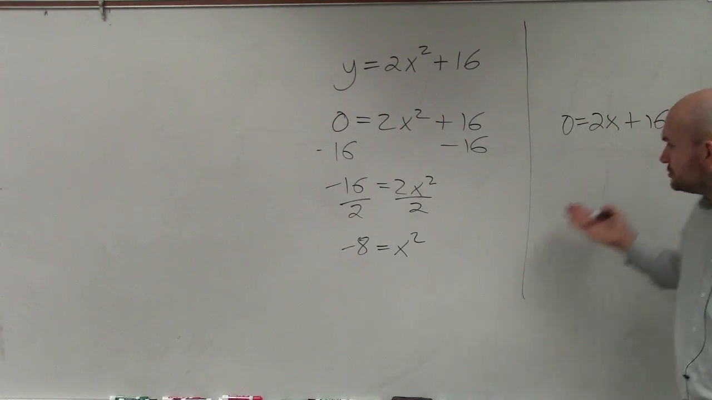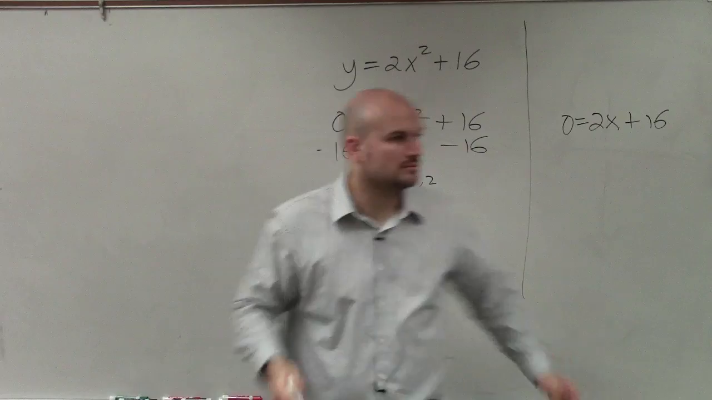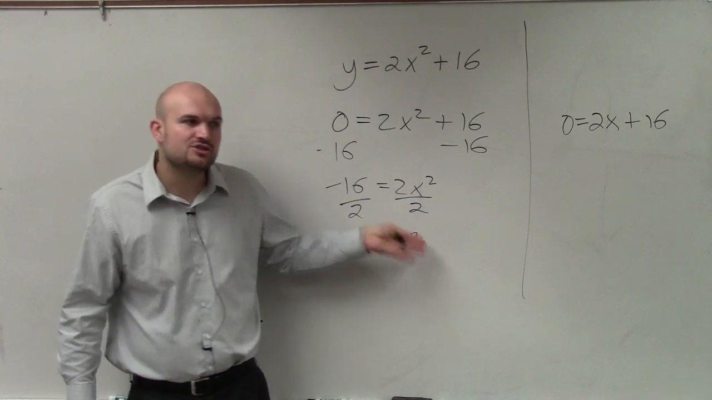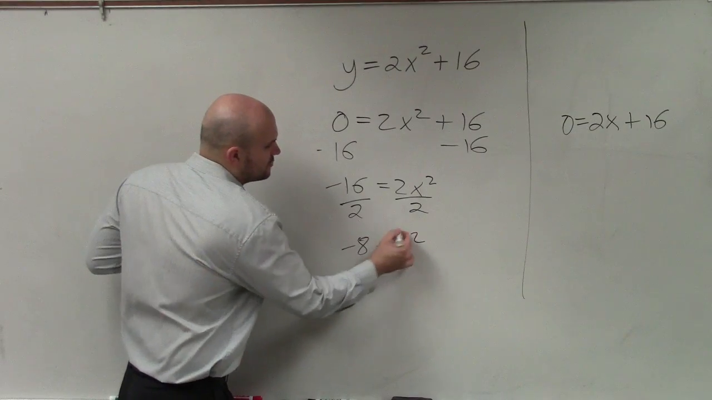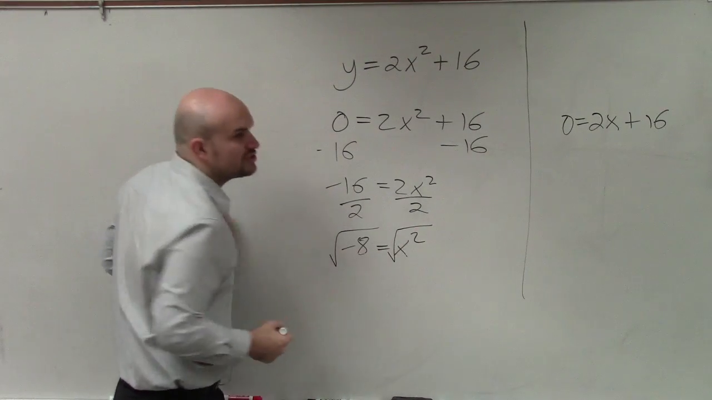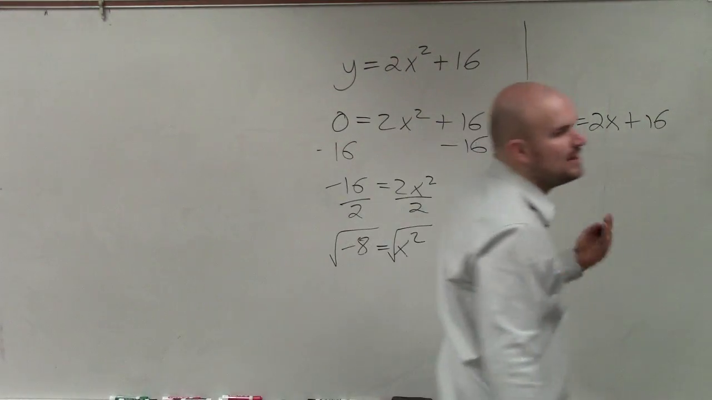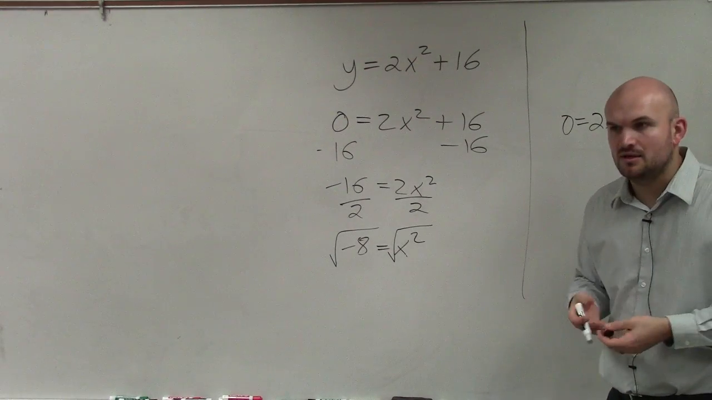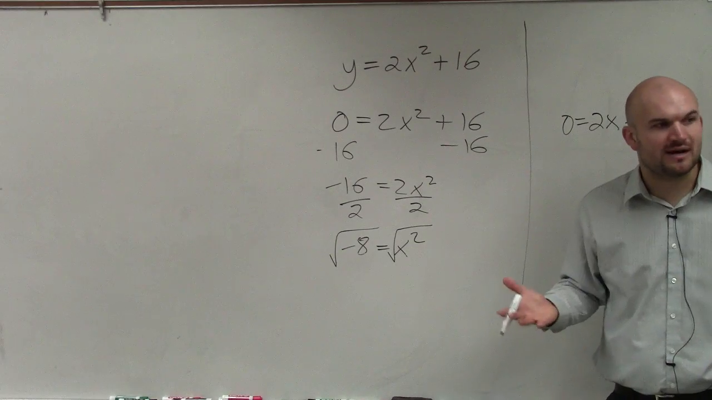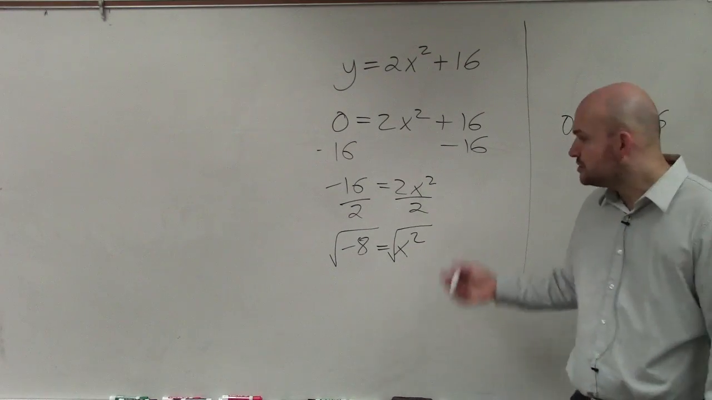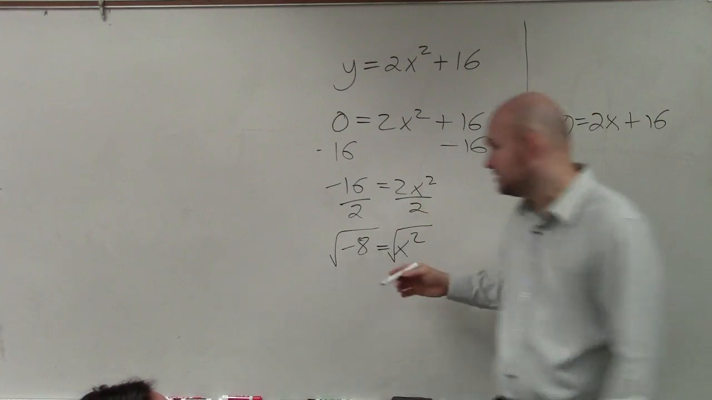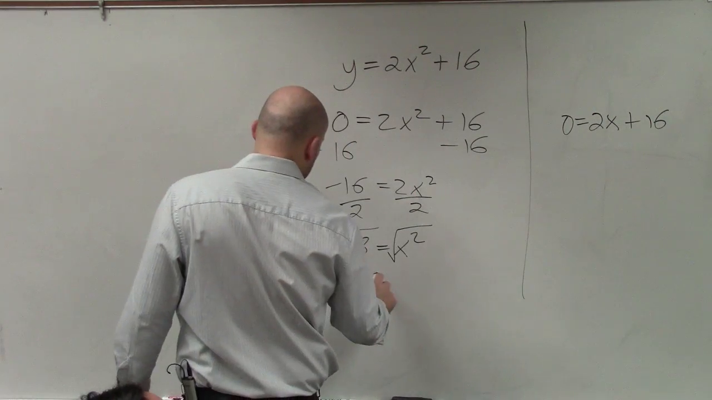Now, we need to undo the squaring function. So to undo squaring, we need to take what we call the square root. What the square root says is, what number multiplied by itself gives us negative 8? Well, ladies and gentlemen, there's no number that multiplies by itself to give us negative 8. So whenever you try taking the square root of a negative number to find the x-intercepts, you can just write no solution.